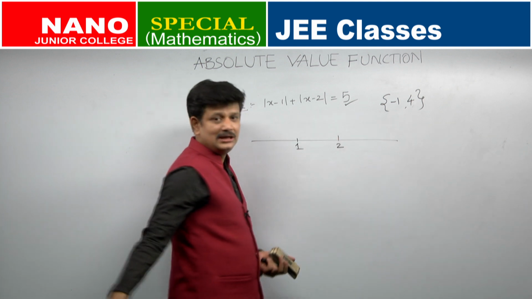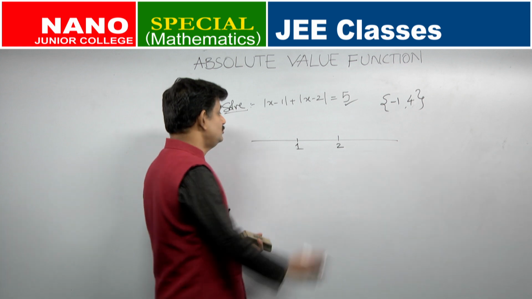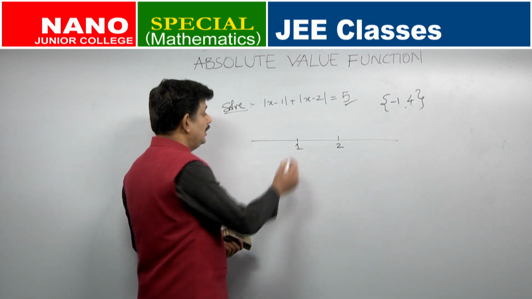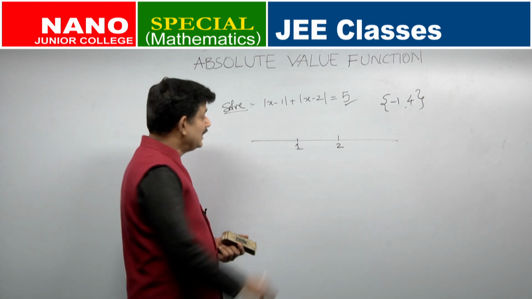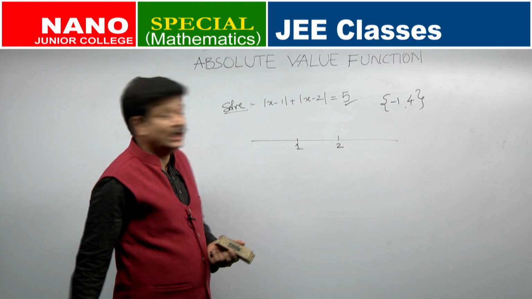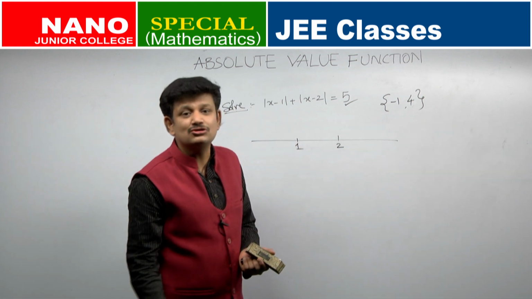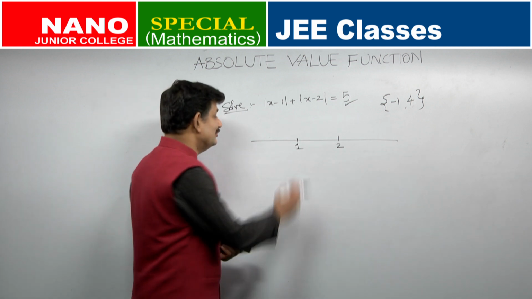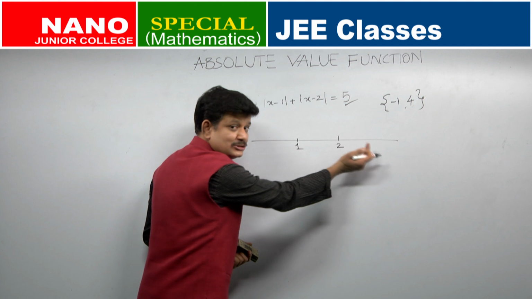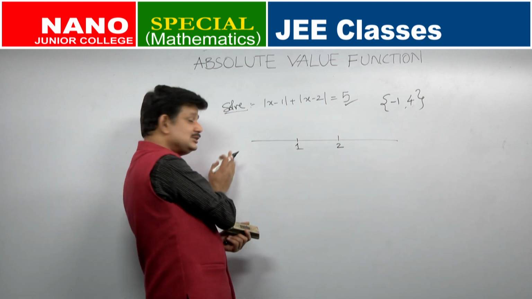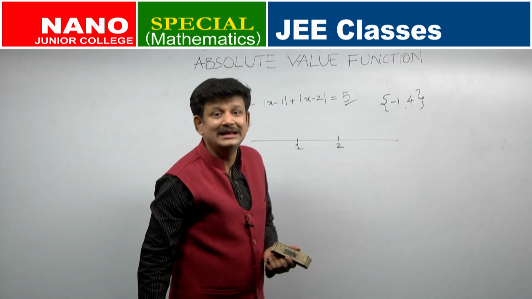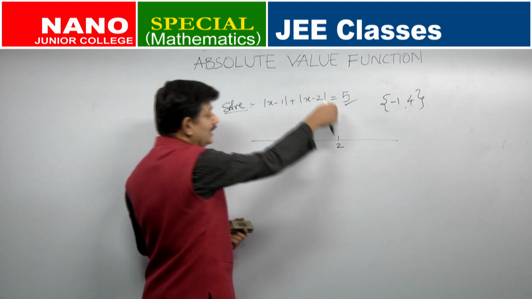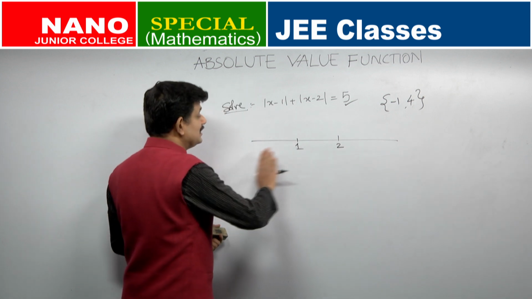To the right of this, x minus 2 will be positive, x will be more than 2. To the left of this, x minus 2 will be negative. So, x is less than 2. And to understand mod x minus 1, cut the number line at 1. To the right of 1, x minus 1 is positive. To the left of 1, x minus 1 is negative. Whenever x is to the right of 1, x minus 1 will be positive. Whenever x is to the left of 1, x minus 1 will be negative. Is that clear?